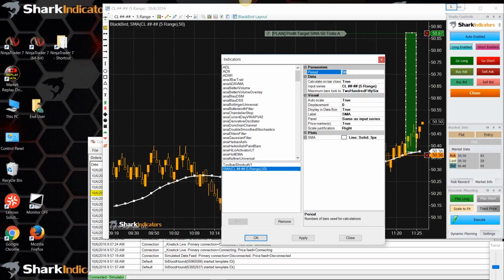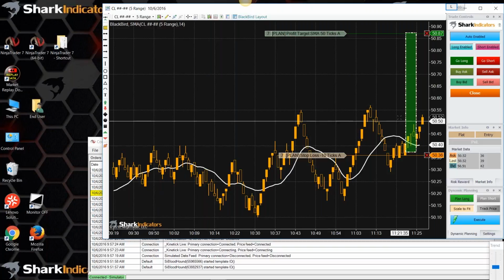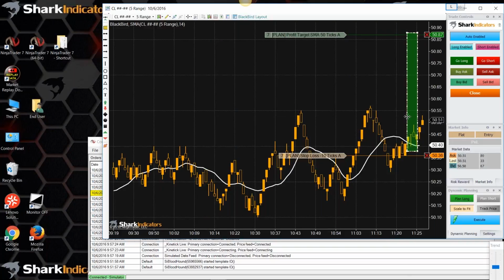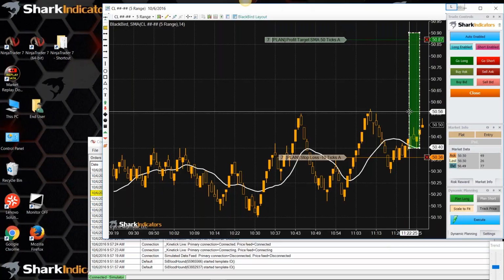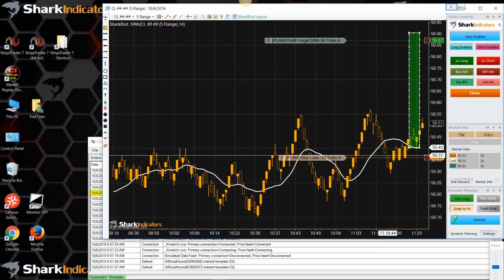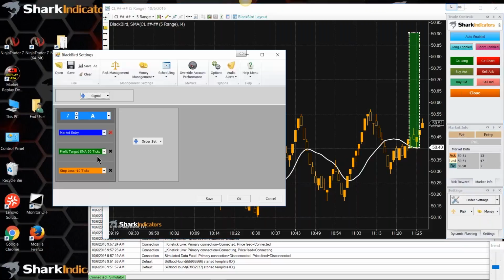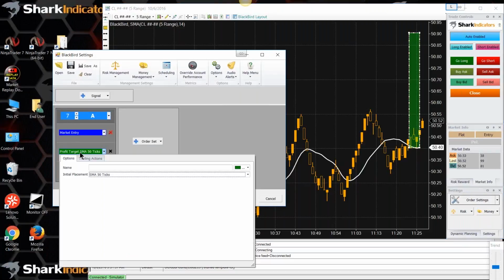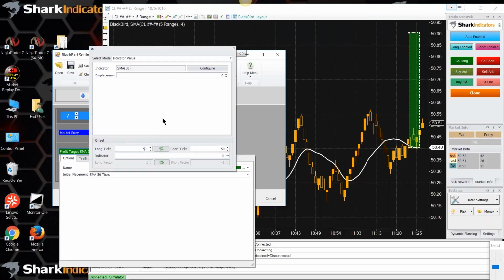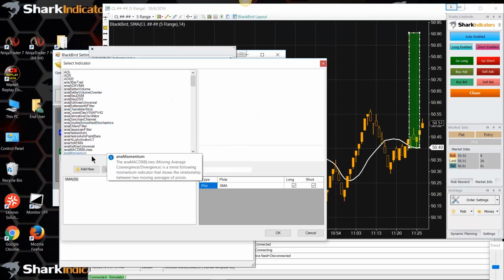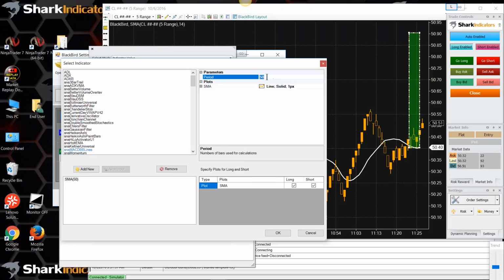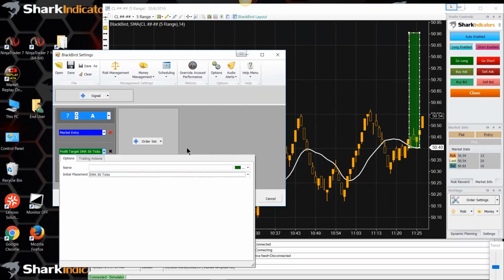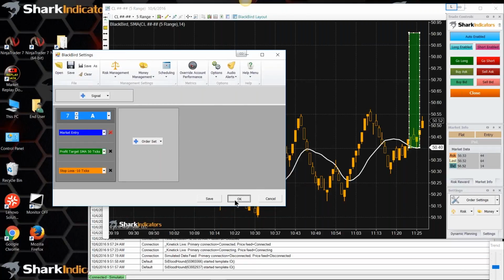And let's say if we use the SMA 14. All right. So there's the SMA 14, which is a little higher. So if we turn that off, let's go in here. We'll adjust our profit target indicator to an SMA 14. Adjust that down to 14. There we go. Click OK.